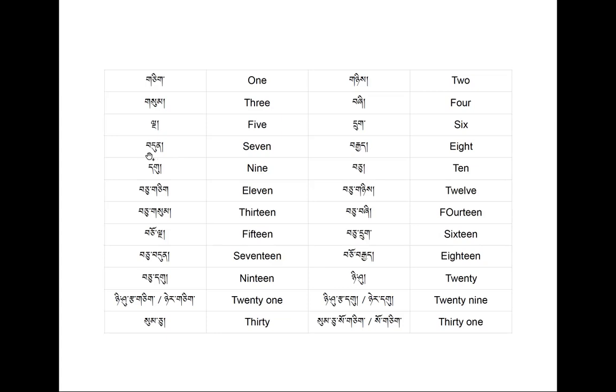Dun, which means 7. Ge, which is 8. Gu, 9. Chu, 10.